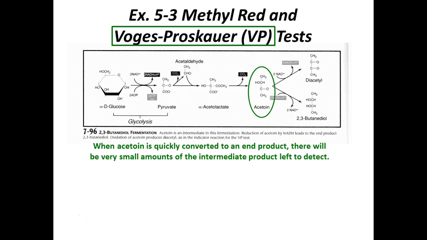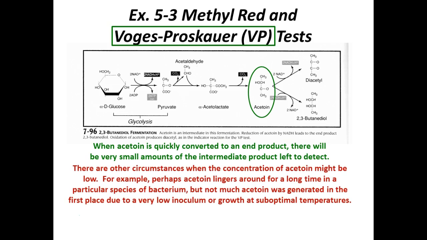So again, it's quickly converted to the end product, and there'll be very little amounts of the intermediate product left to detect, if that was the case. But that's not the case in this case. Acetonin does stay around. It doesn't all get converted into the 2,3-butanol.